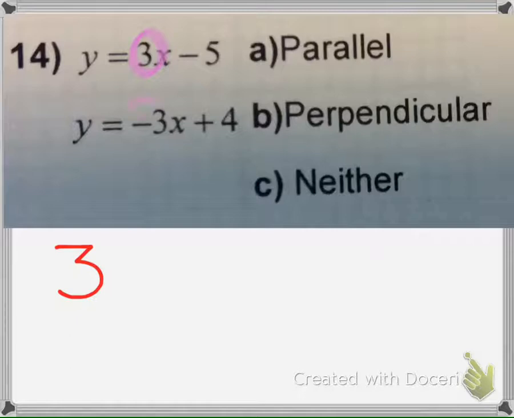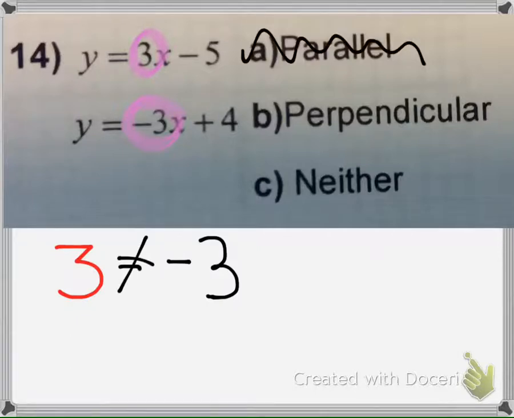And then if we look at this slope, it's -3. So they aren't equal, so they're not parallel. And perpendicular would be if we flip this, which that's not the case. They're not reciprocals of each other.